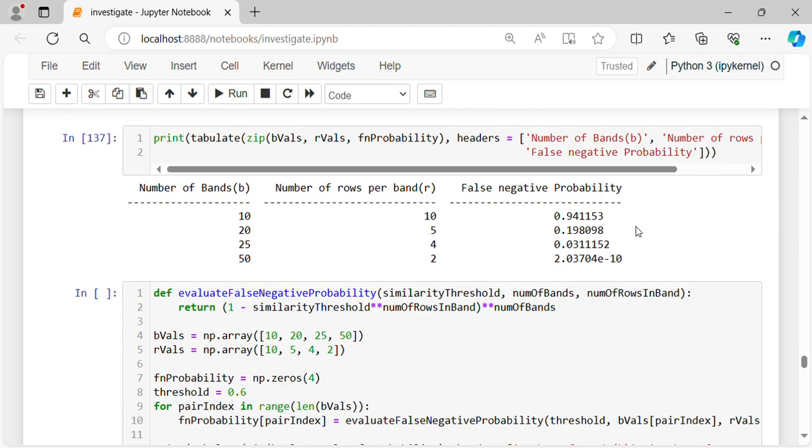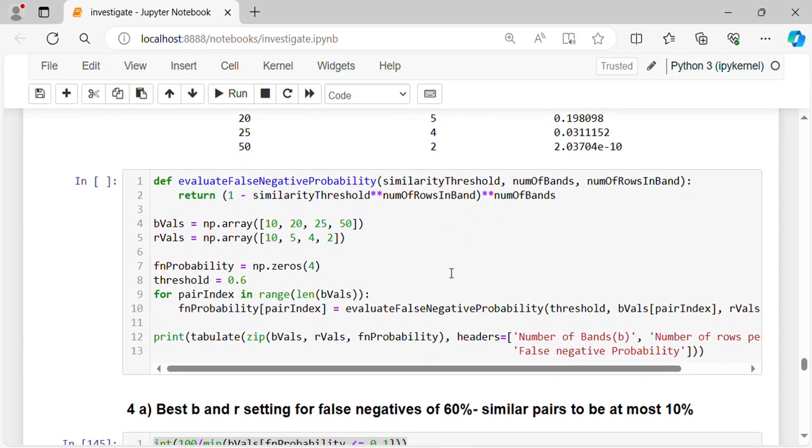For the false negative probability, the highest is 0.941153, and that is when number of bands is 10 and number of rows per band is 10. And the lowest is 2.03 and so on, to the power minus 10, and that's when number of bands is highest, 50, and number of rows per band is lowest, 2.